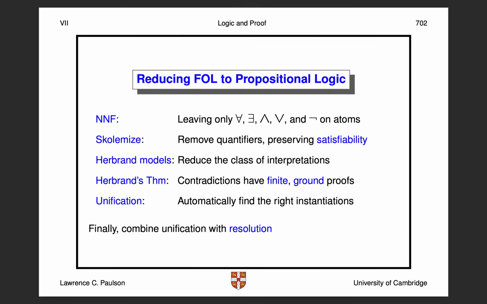From a purely logical point of view, our task is to reduce a problem stated in first-order logic to a problem stated in propositional logic, the latter, of course, being decidable. And here on this slide, we list all the stages of the process. The first involves transforming the problem into negation normal form. The next is a thing called skolemisation, in which we remove the quantifiers.